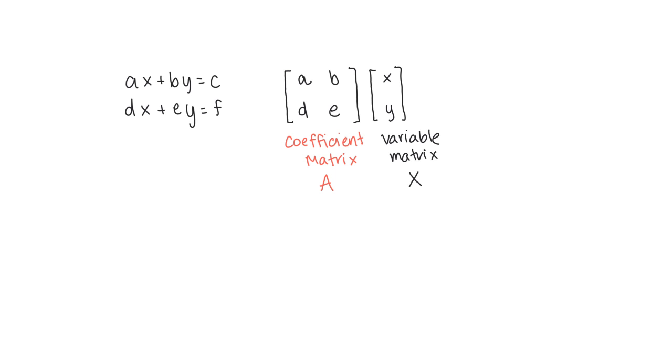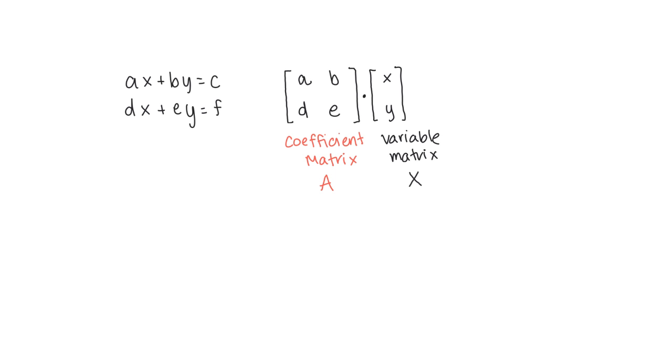So when we multiply matrix A by matrix X, we get the left-hand side of this system. You can see that we have this A multiplied by this X plus this B multiplied by this Y, and that is AX plus BY. Similarly, our next line in A would be D times X plus E times Y, which is this DX plus EY. So that's what happens when we multiply matrix A times matrix X.